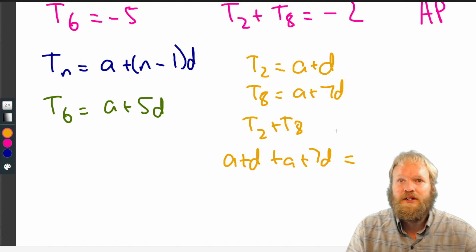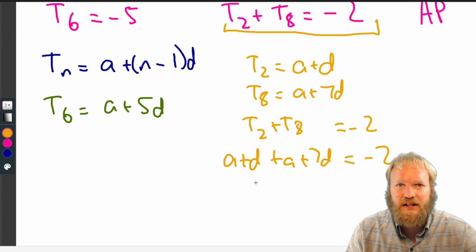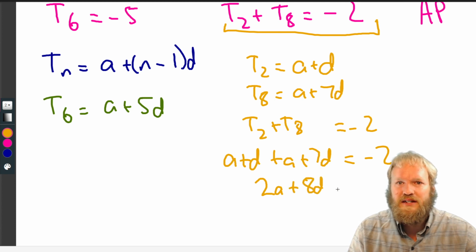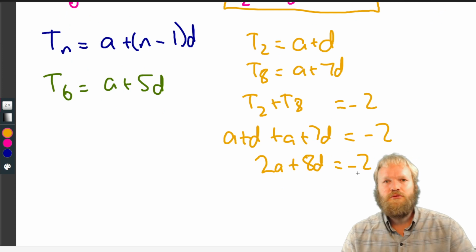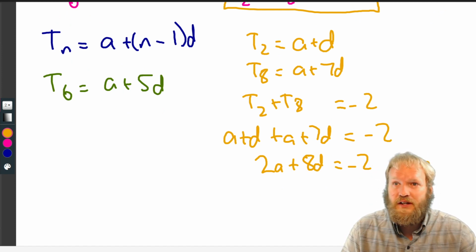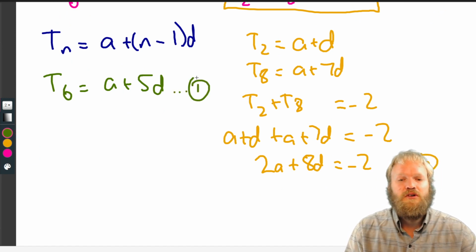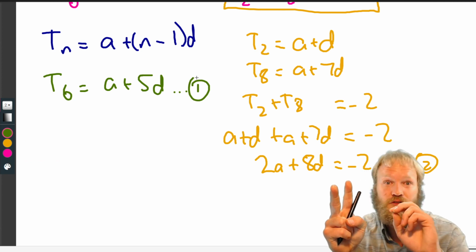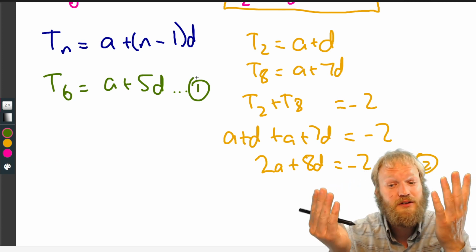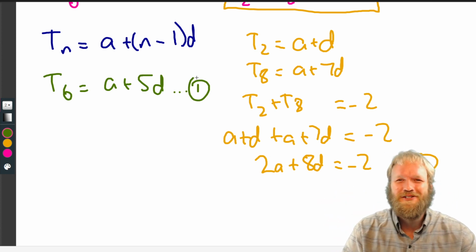And we know that T2 plus T8 equals -2. That's what we were given. So that's -2. Let's just simplify that. A plus A is 2a. D plus 7d is 8d equals -2. Okay, we've got 2 equations. Here's our second equation. Here is our first equation. 2 equations. 2 things we don't know. It just screams simultaneous equations, doesn't it? Well, it screams simultaneous equations to me.